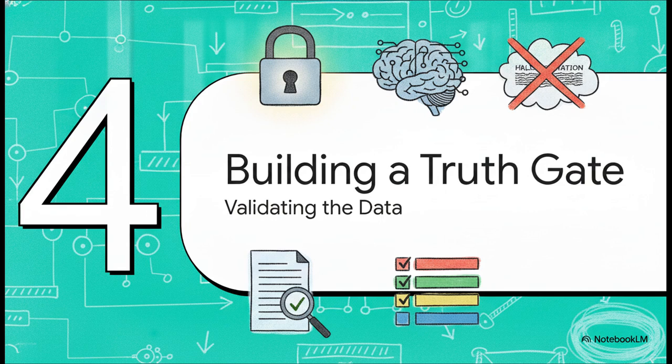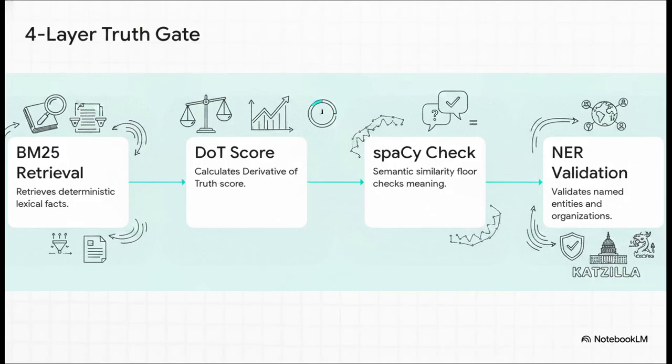Okay, section 4. Building a truth gate and validating the data. Because let's face it, the smartest intelligence stack in the world is completely useless if it hallucinates facts. So let's diagnose how the developers engineered a multi-layered truth gate to stop that in its tracks. The system sequentially filters every single generated sentence through 4 distinct layers.